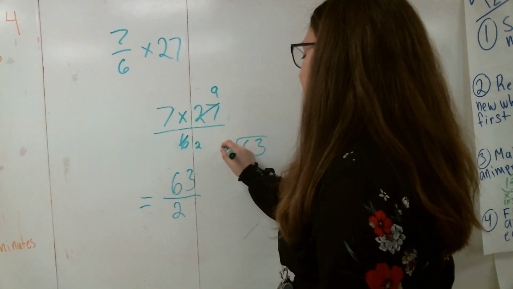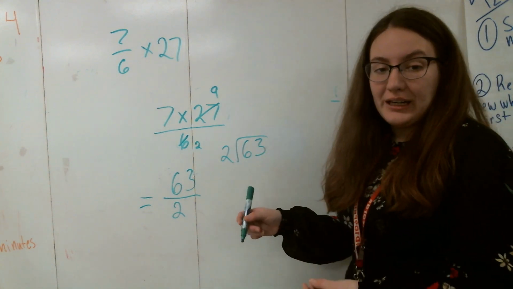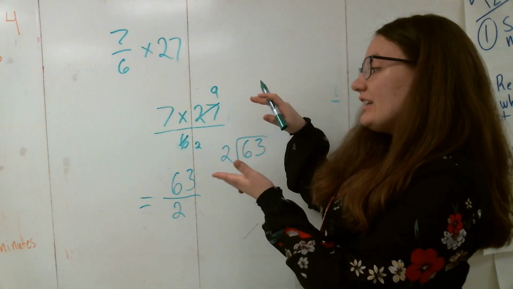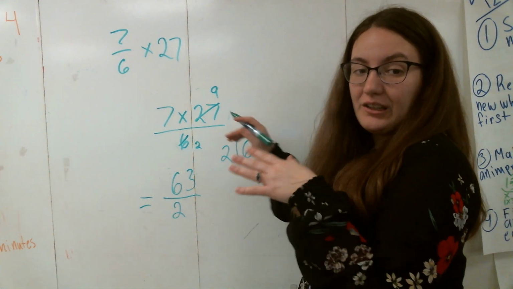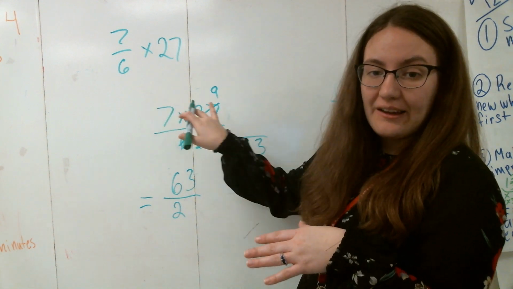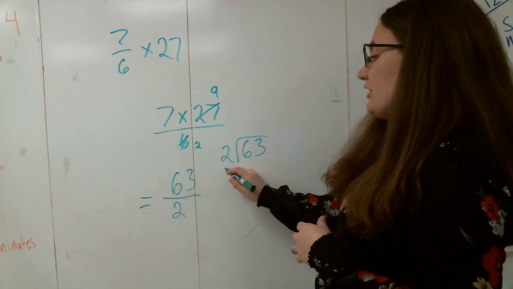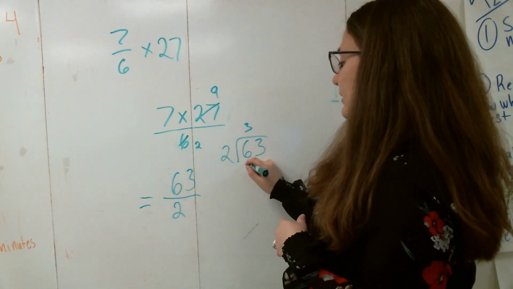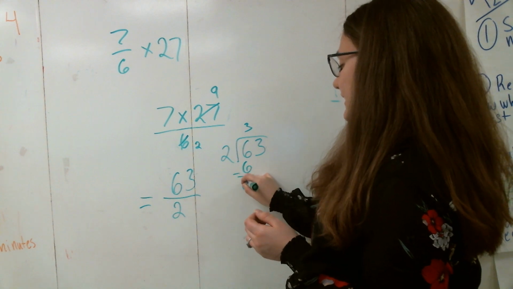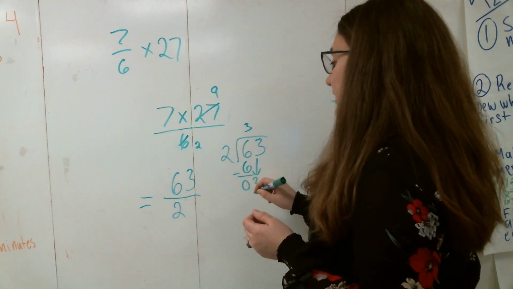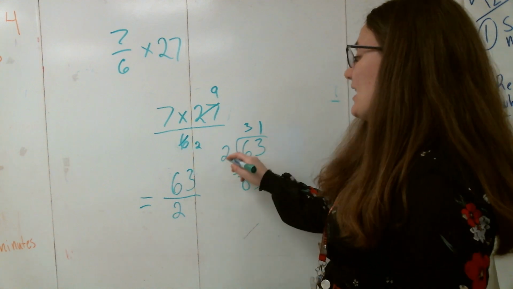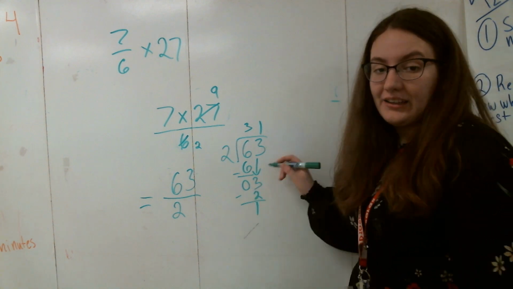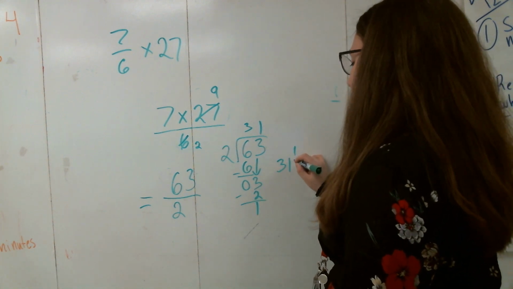So we have 63 divided by 2. But either way, even though we still have to do this standard algorithm right here, if you need to, it's still a lot easier than what we would have had to deal with doing 7 times 27. So I know that 2 goes into 6 3 times. 2 times 3 is 6. 6 minus 6 is 0. Then I bring down the 3. 2 goes into 3 one time. 2 times 1 is 2. Go ahead and subtract. And then I get my final answer of 31 and a half.